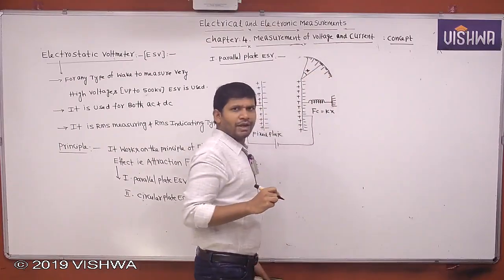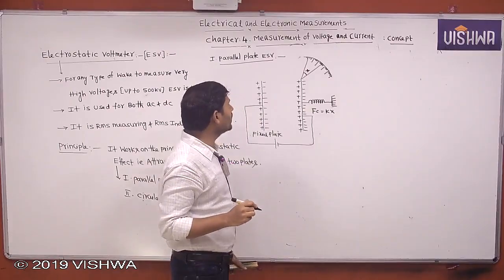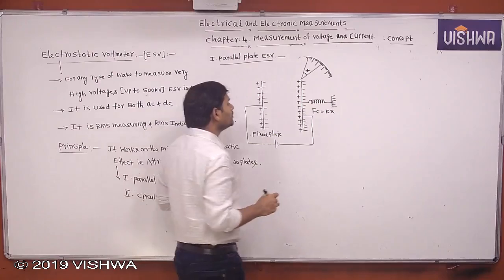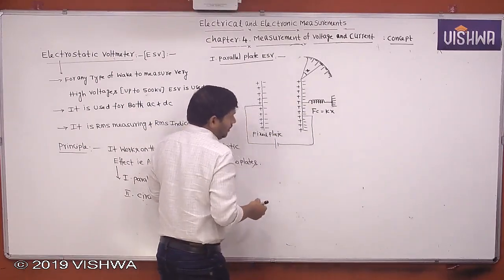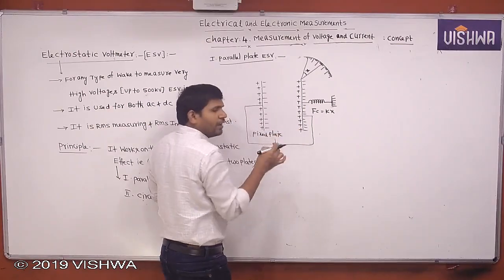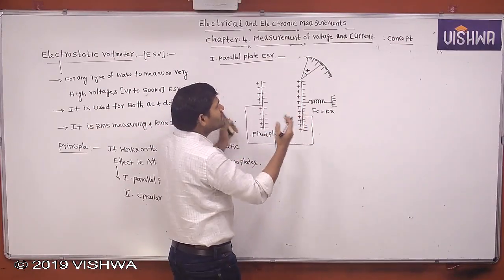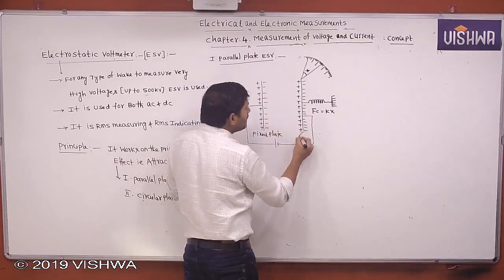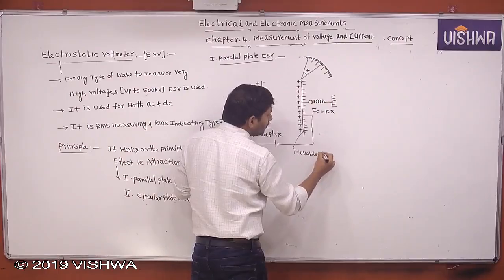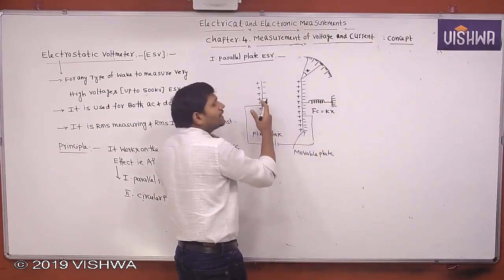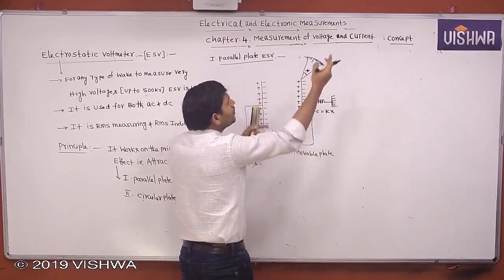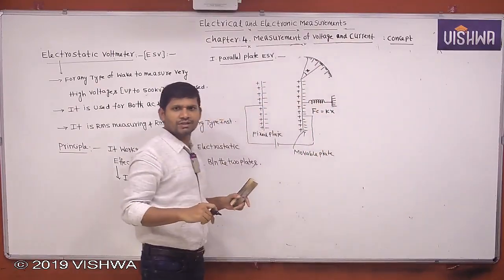In a parallel plate electrostatic voltmeter, you take the displacement only. Between two opposite charges, attraction force is produced. Because of this attraction force, the movable plate moves like this. Then the controlling torque acts like this. Whenever these two torques are equal, the pointer comes to steady state.